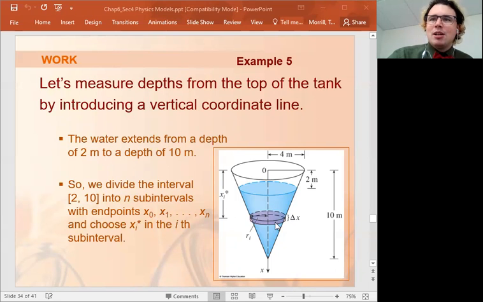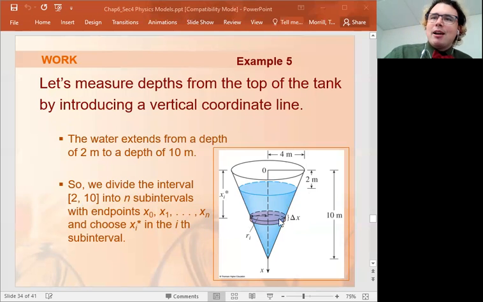Okay, cool. Well, where is the water? If the water is 8 meters deep, well, then the very deepest point is x equals 10. The very surface of the water has to be x equals 2. So as I go to slice this up, I'll be starting at x equals 2 and finishing at x equals 10. Those are going to be the bounds for my integral.